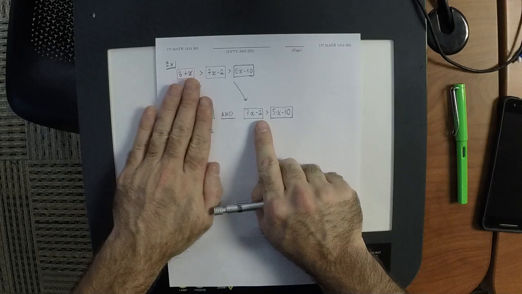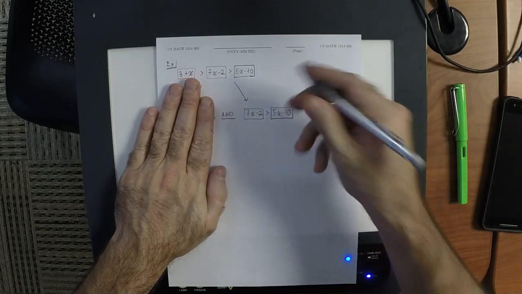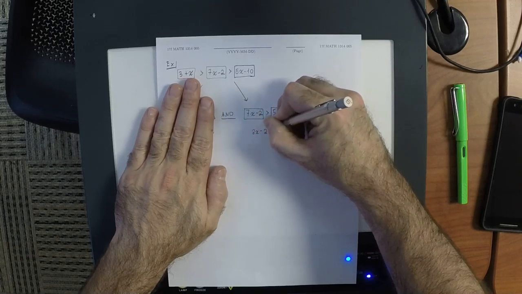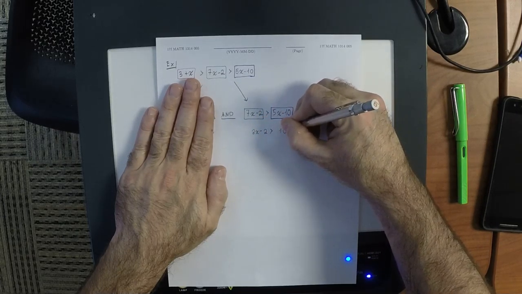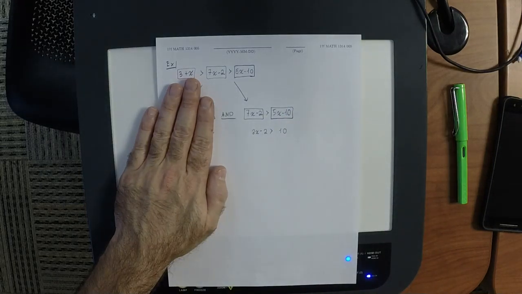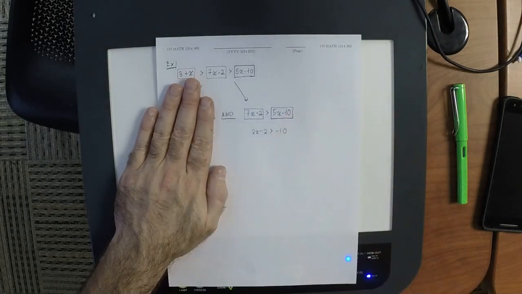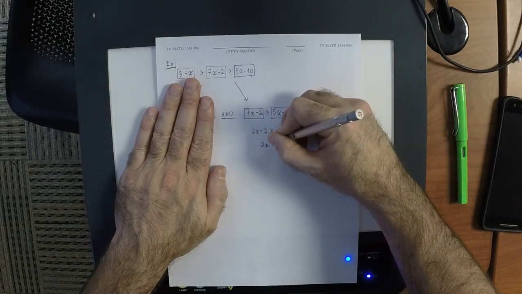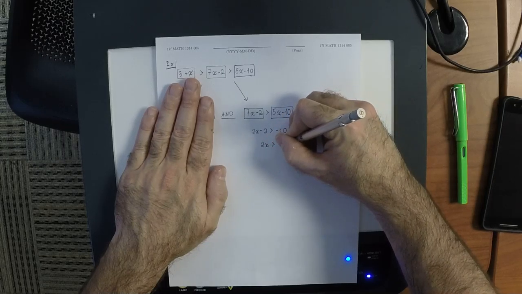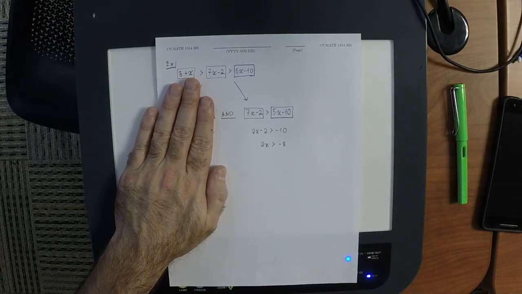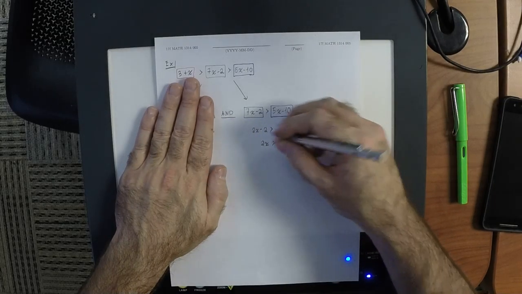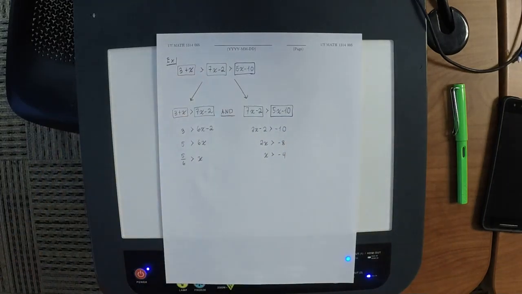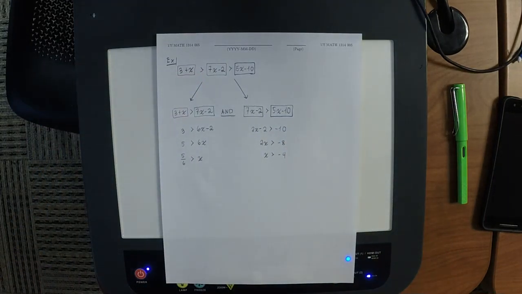So now let's solve this one. So for this one now, what should we do? Subtract 5x. Okay, so then we would have 2x minus 2 greater than 10. Then what? Negative 10, thank you. Now what? Add 2. So 2x greater than negative 8. And then divide by 2. So x greater than negative 4. Okay.